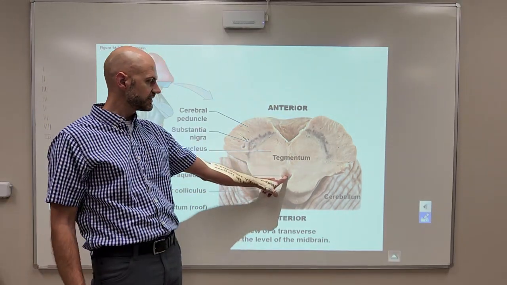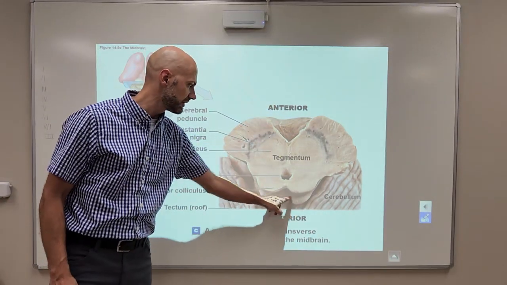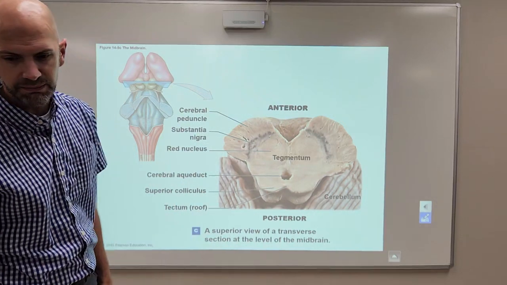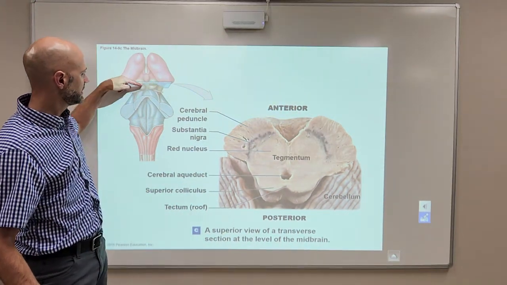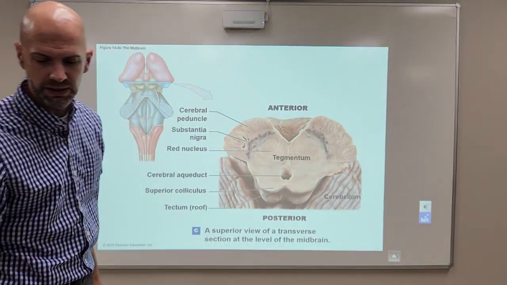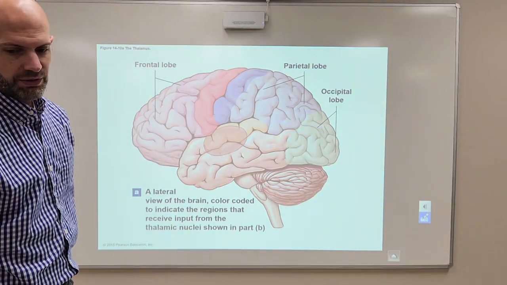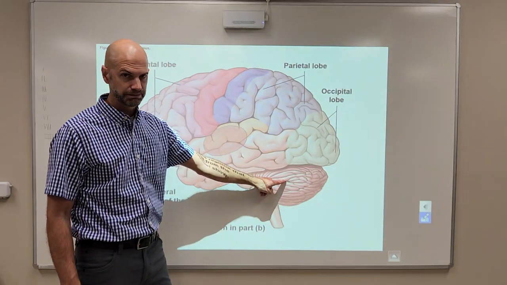Okay, here's the cerebral aqueduct. Here are the cerebral peduncles. Here are the four bumps that are on the back of the brainstem. Okay, so here's the section going through. You can see the 1, 2, 3, 4, 1, 2, 3, 4 of these colliculi. All right, so we've gotten through the brainstem and the cerebellum.